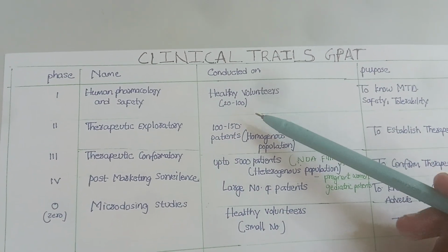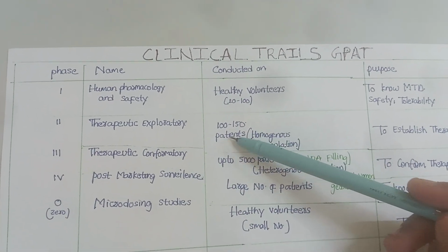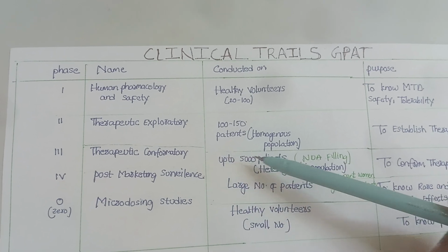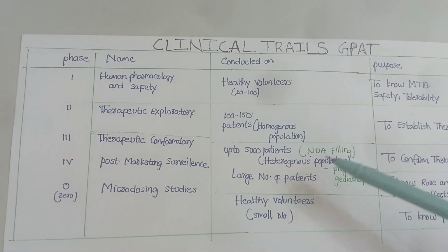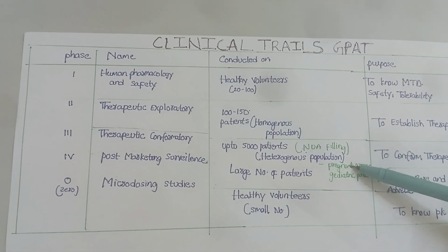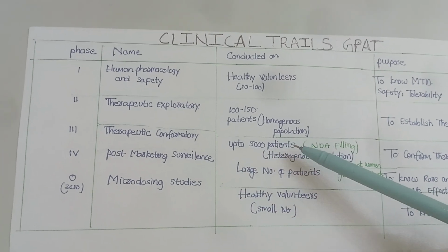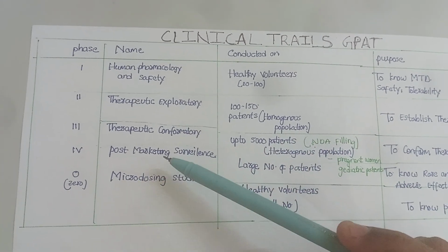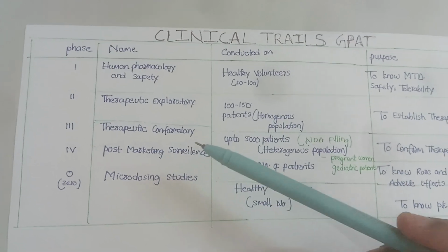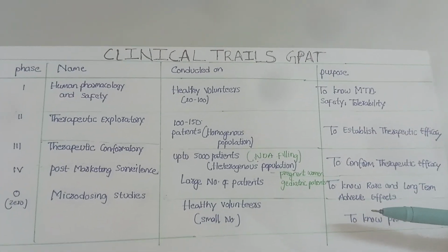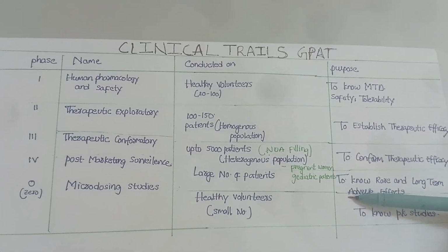In phase 2 clinical trials, a homogeneous population is taken, nearly 100 to 150, and in phase 3 a heterogeneous population is taken, which includes patients, pregnant and geriatric people. Up to 5,000 patients are taken into consideration. And phase 4 is your post marketing surveillance. So this is about your clinical trials, and very, very important.